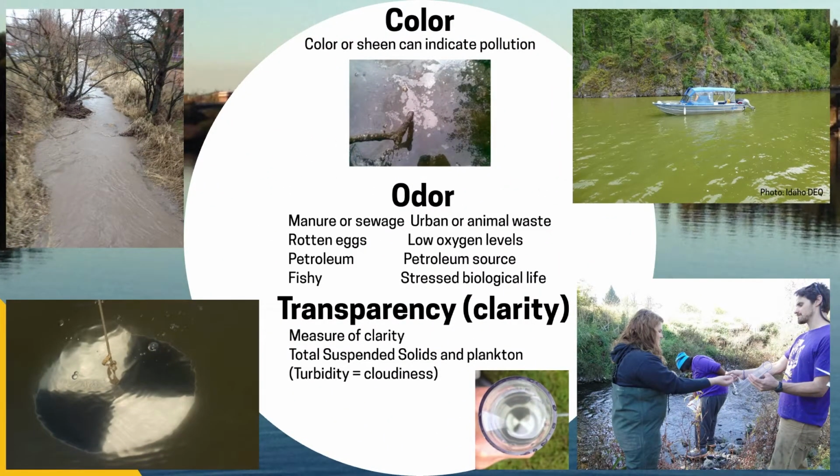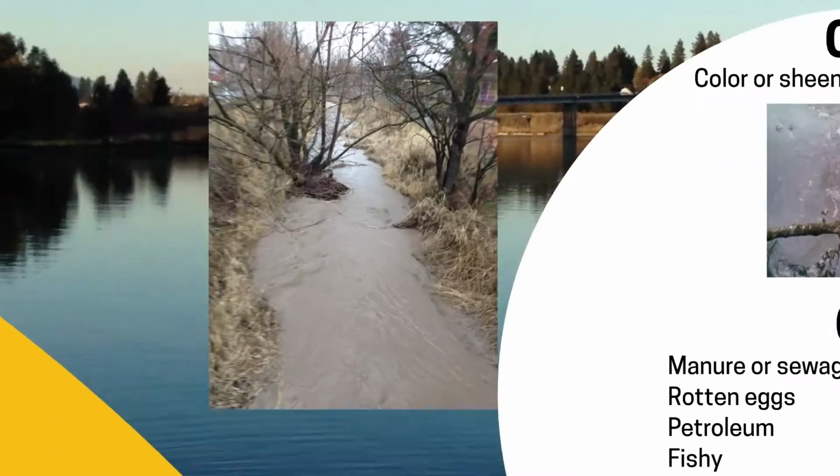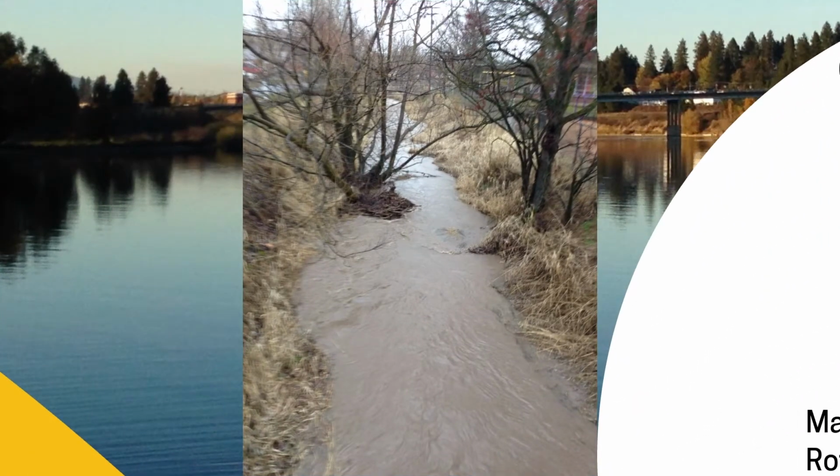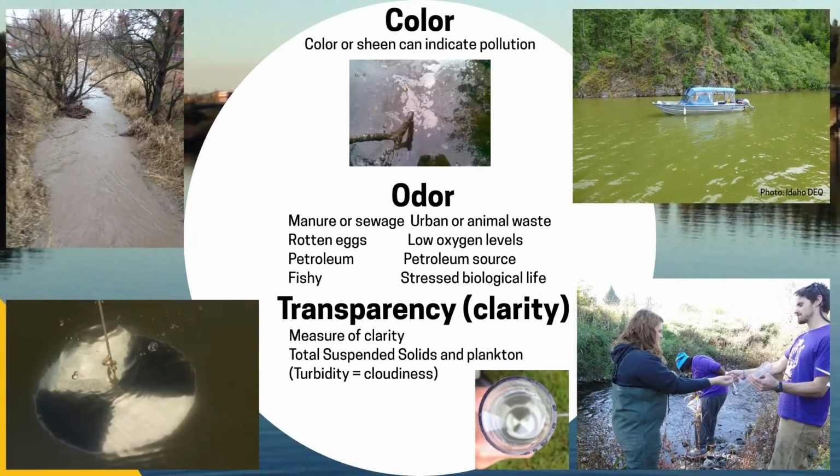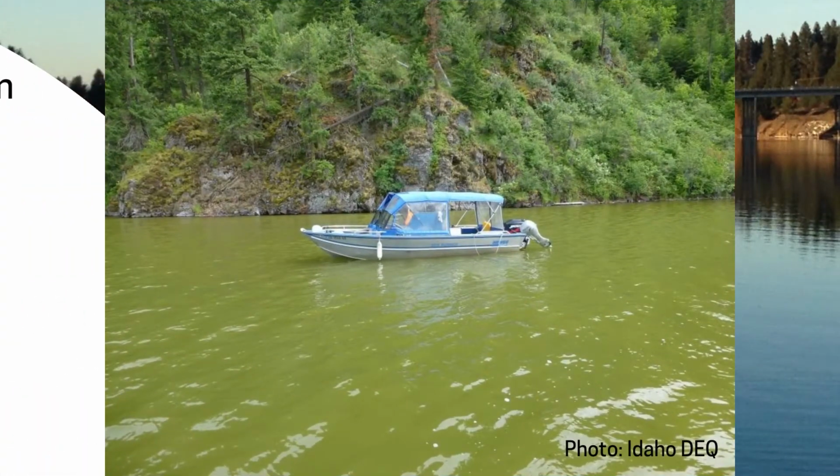Use your senses to gather data about some water quality parameters. Water color can tell us a lot about pollution problems. Brown water likely contains a lot of silt runoff from erosion. Green water is indicative of some sort of bloom of microscopic algae or cyanobacteria.